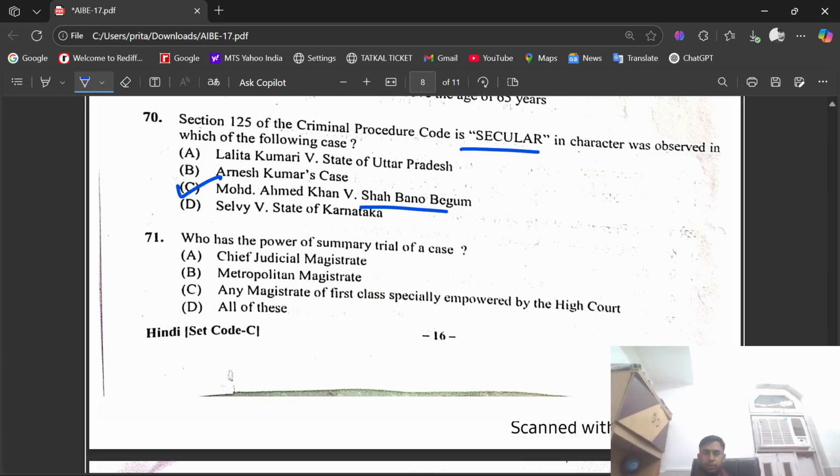Question number 71. Who has the power of summary trial of a case? Options that we have: option A, Chief Judicial Magistrate, option B, Metropolitan Magistrate, option C, any magistrate of first class specially empowered by the High Court, option D, all of the above. So the right option is option D, that is all of the above. So any of them can try the summary case, the summary trial.